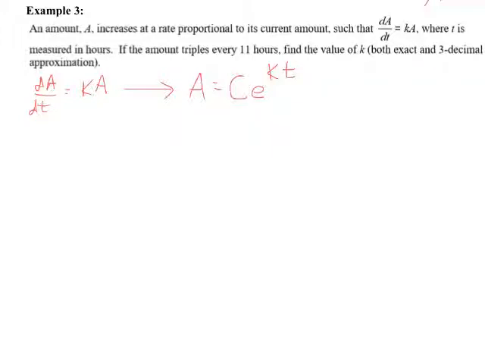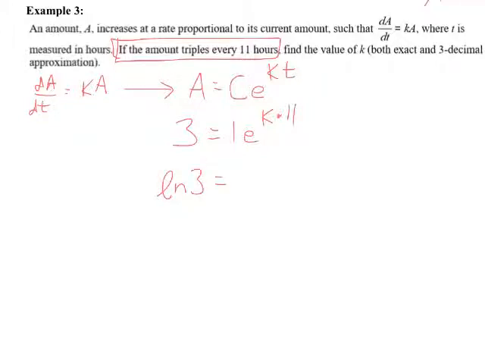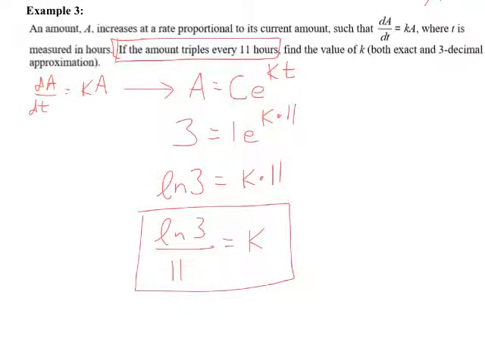And now they want us to find the value of k. Well, they tell us the amount triples every 11 hours. So if I happen to start with 1, after 11 hours, I would be 3 times as big. And this enables me to solve for k. Divide and exponentiate, and we get ln of 3 is equal to k times 11. And finally, ln of 3 over 11 is k. So that's the k value that we're looking for.